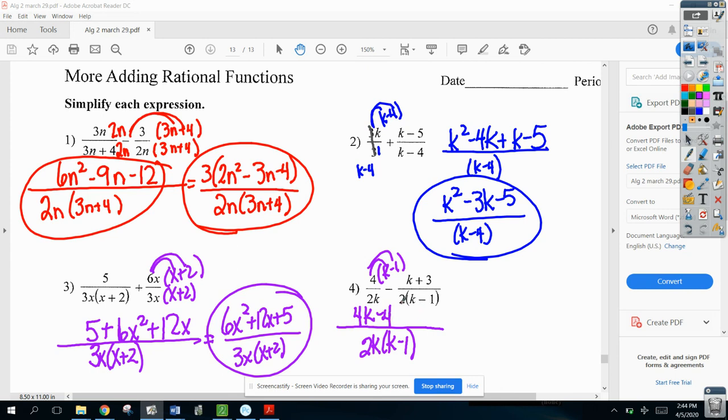And this guy has the 2. He has the k minus 1. He's just missing a k. I would multiply that, and I would make sure that you take care of this negative.